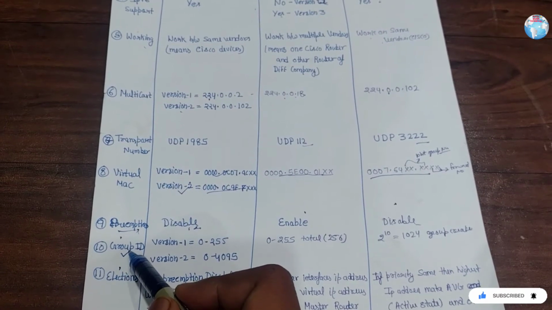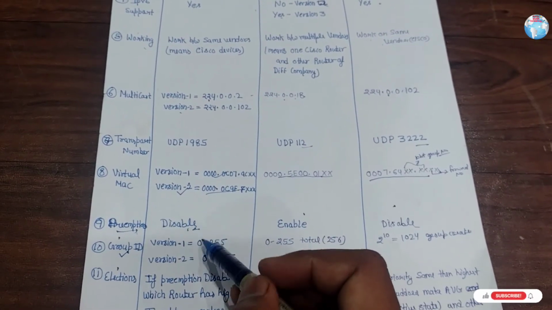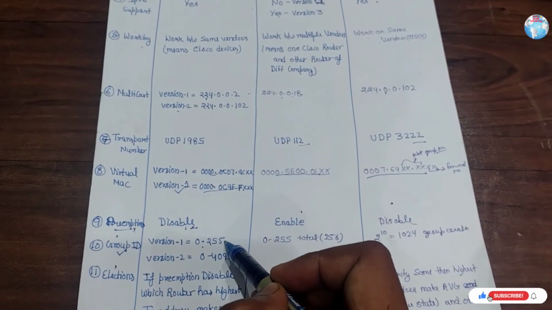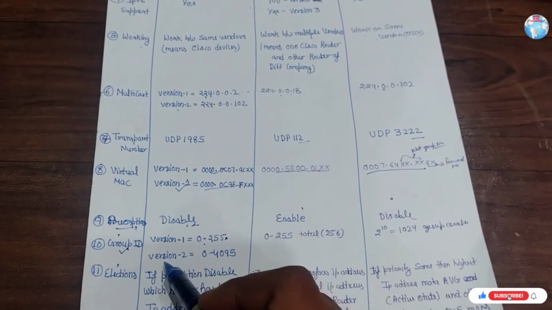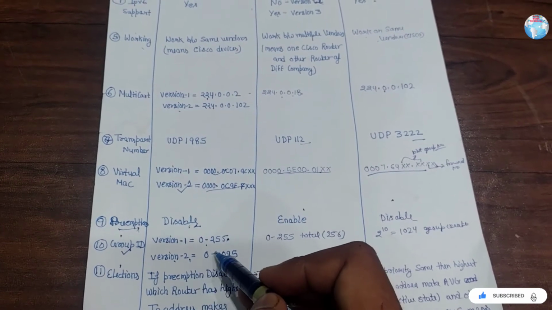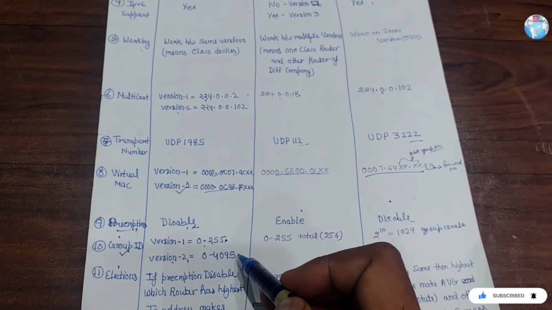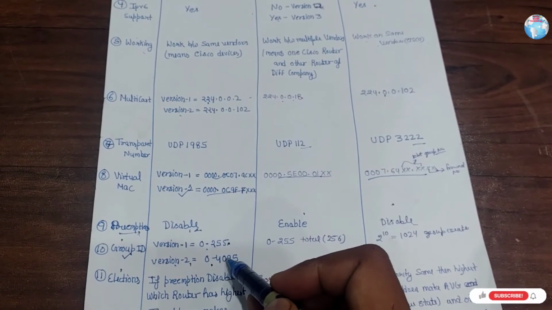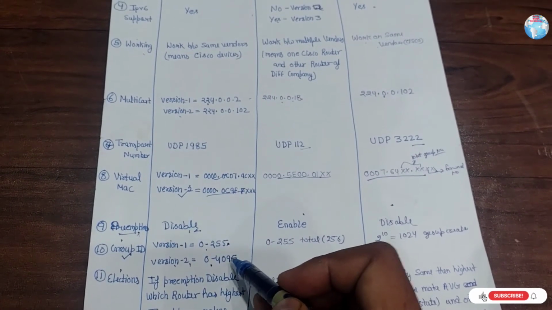Tenth difference is group ID. In HSRP version 1 we can create group IDs 0 to 255. It means 256 group IDs can be created in version 1. In HSRP version 2 we can create group IDs 0 to 4095. It means a total of 4096 group IDs can be created in version 2.